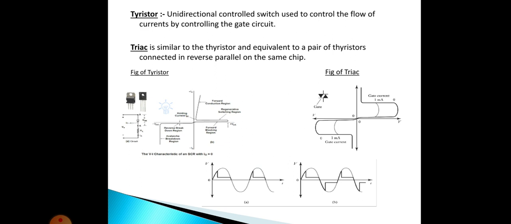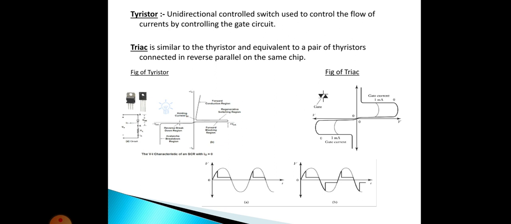Triac is similar to thyristor and equivalent to a pair of thyristors connected in reverse parallel on the same chip. You can see the diagram of the triac over there. In the triac there will be a gate and two terminals. Using the gate we are controlling the flow of the current.